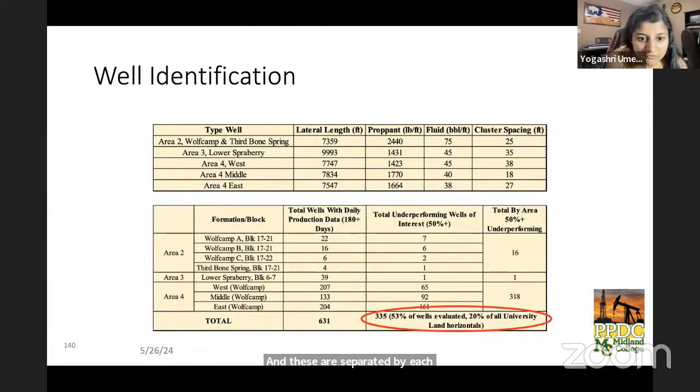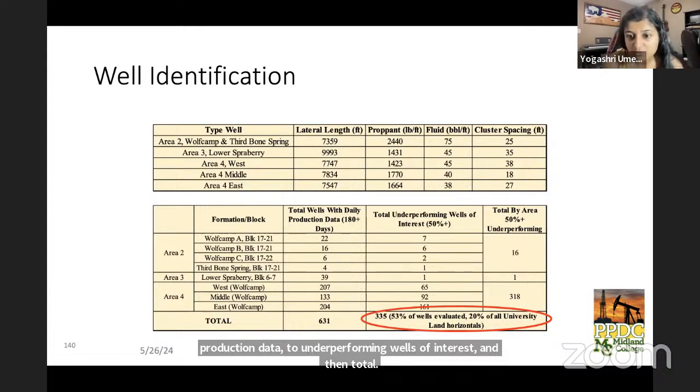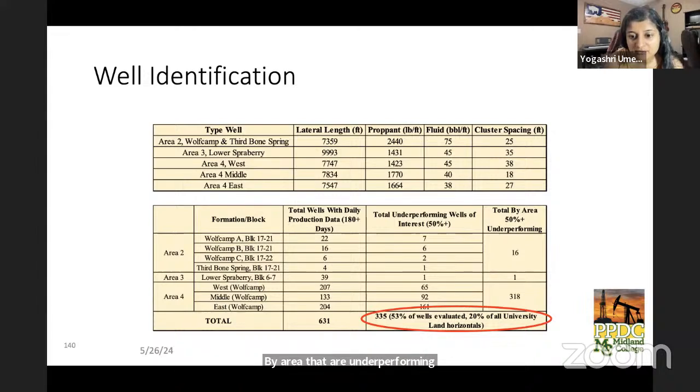Then you have the different formations and blocks, University Lands blocks that discriminate the University Lands formation and the block. And then you'll look at the total wells with daily production data, total underperforming wells of interest, and then total by area that are underperforming. So based on this number, 53% of the wells evaluated, 20% of all University Lands horizontals are underperforming.